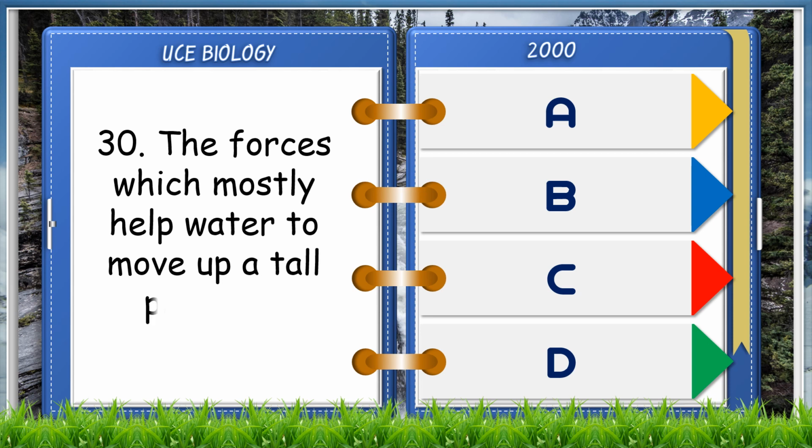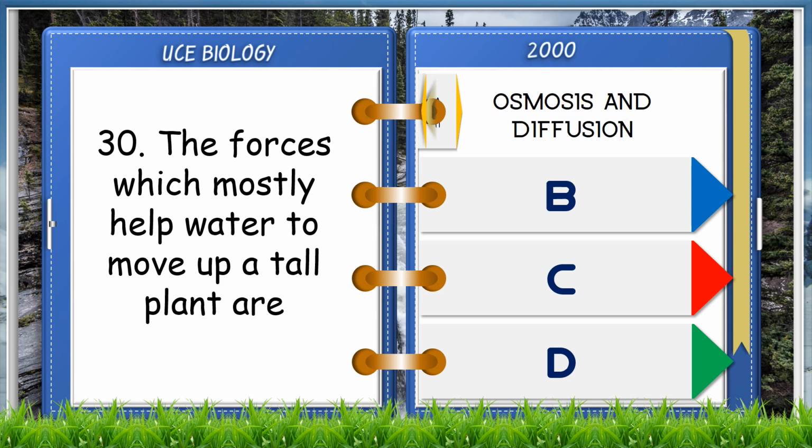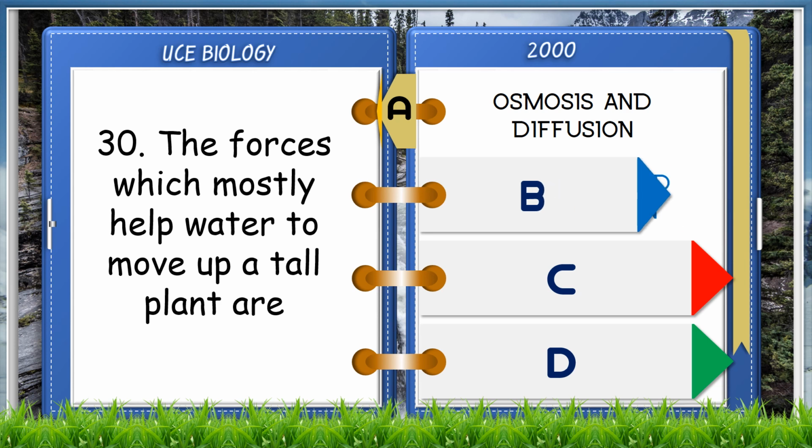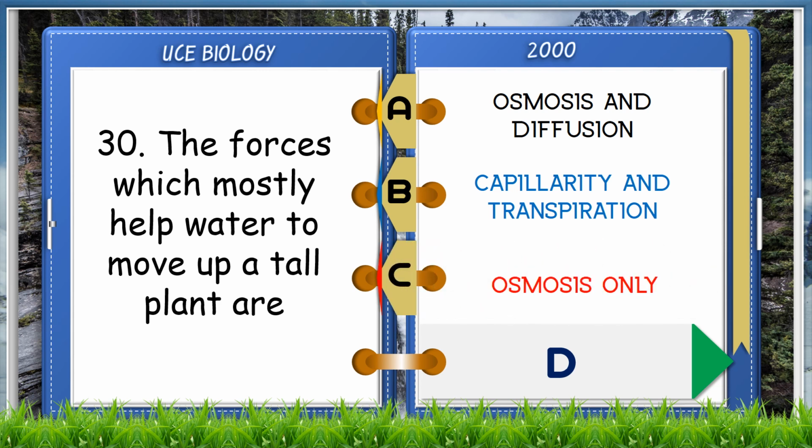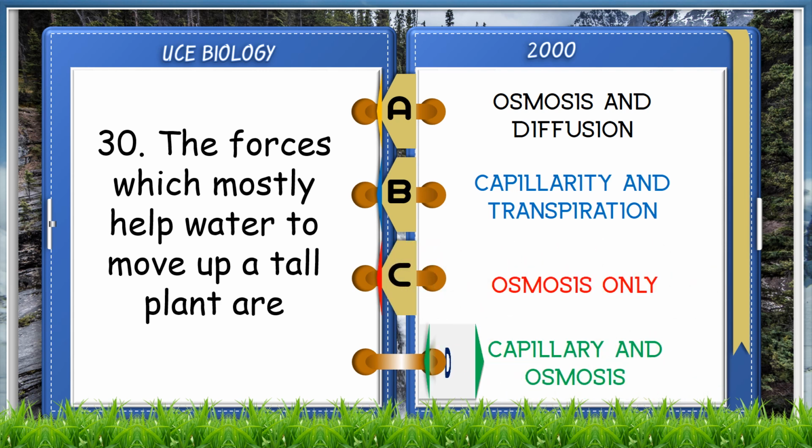The forces which mostly help water to move up a tall plant are A. Osmosis and diffusion. B. Capillarity and transpiration. C. Osmosis only. D. Capillarity and osmosis. The answer is B. Capillarity and transpiration.